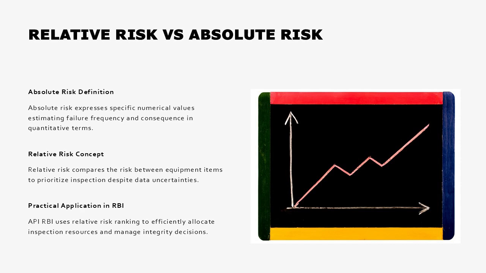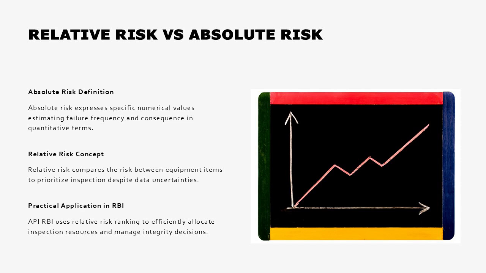While absolute risk can be useful in certain quantitative analyses, it requires high-quality data and precise models, which are often difficult to achieve in practice. Relative risk, on the other hand, compares the risk of one equipment item to another within the same system or facility. API RBI methodologies primarily rely on relative risk ranking to prioritize inspection and mitigation activities. This approach acknowledges uncertainty while still providing a robust basis for decision-making.